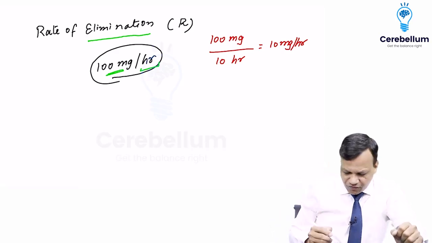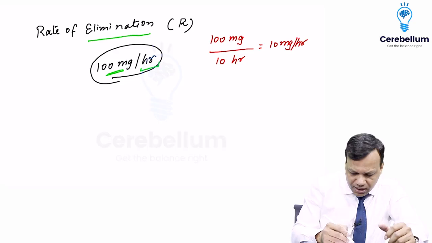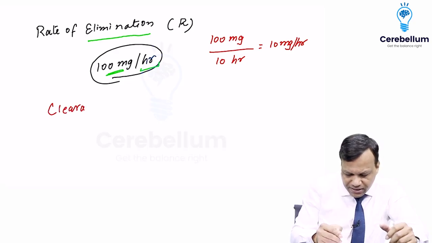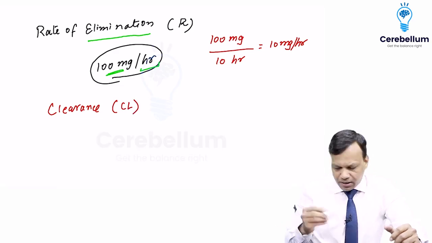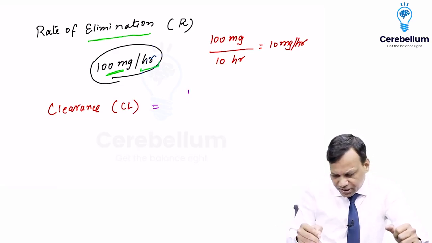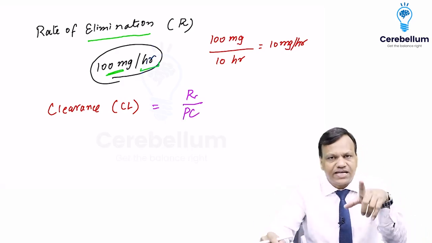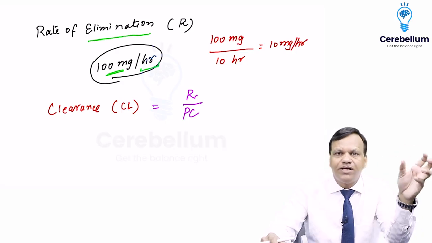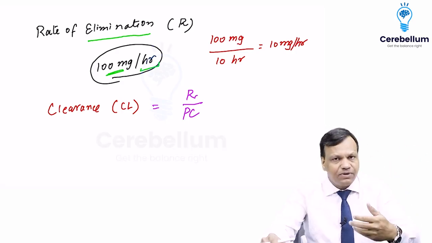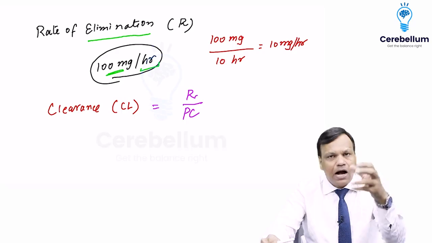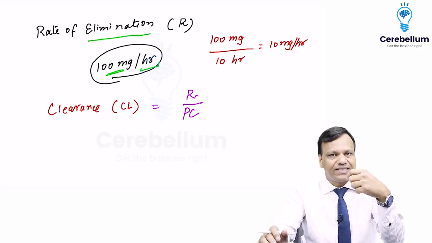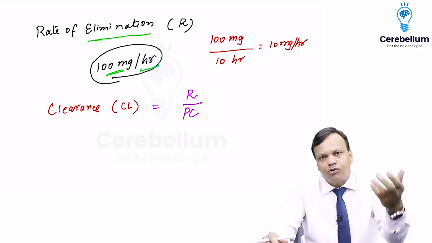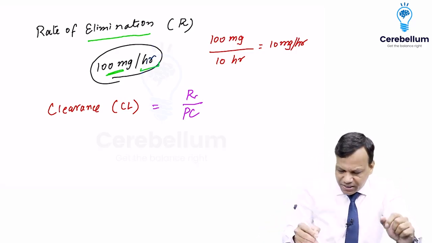So instead of using rate of elimination, we use another formula called clearance. Clearance is written as CL. Clearance is simply rate of elimination divided by plasma concentration. Rate of elimination was telling in how much time, how much will be eliminated. But clearance tells in how much time, how much will be eliminated, and from how much also. Clear? So clearance will tell that 100 milligram per hour is eliminated from 200 milligram. So this is a complete parameter.